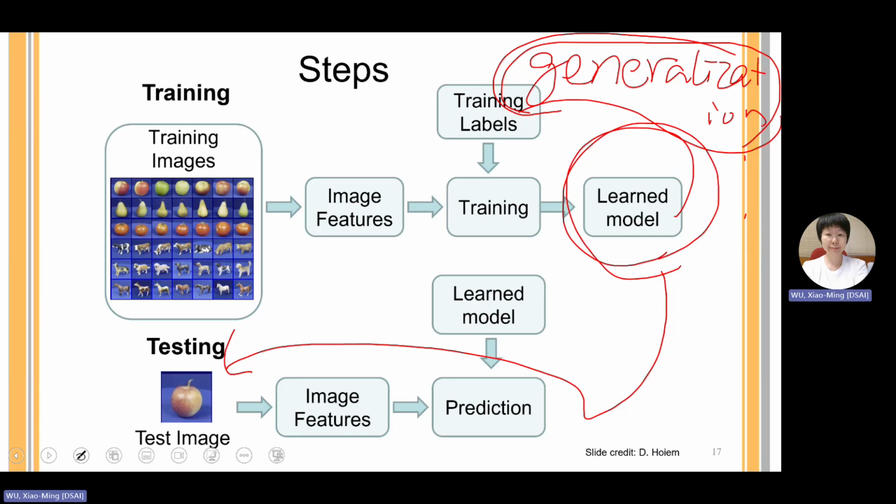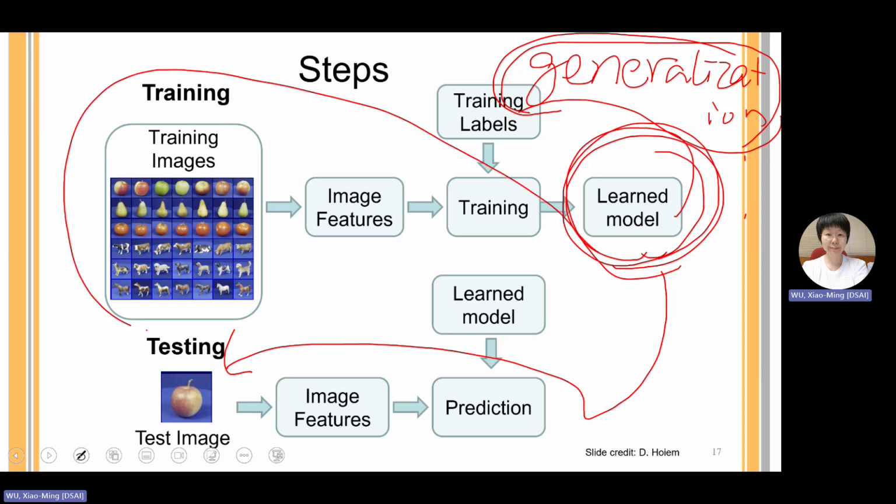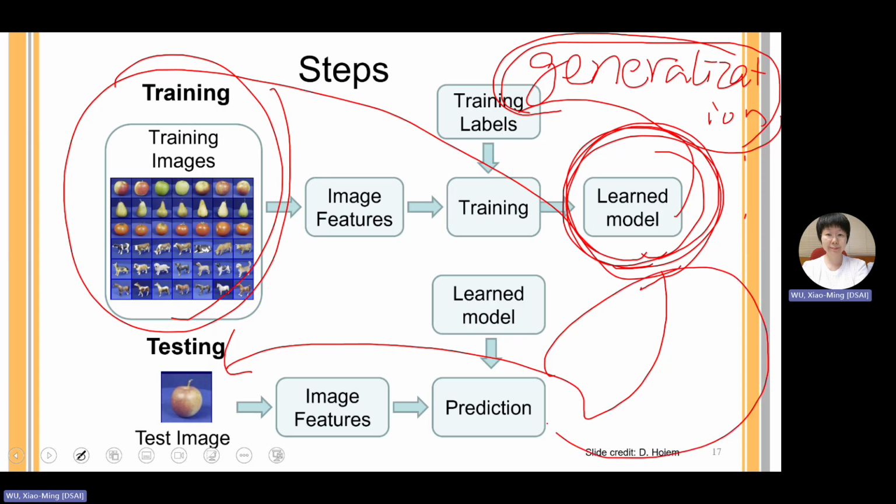The idea is that we want the model not only to perform well on training data, because training data contains only a small subset of the images. We want to train a model that can perform well on numerous new images unseen during training.